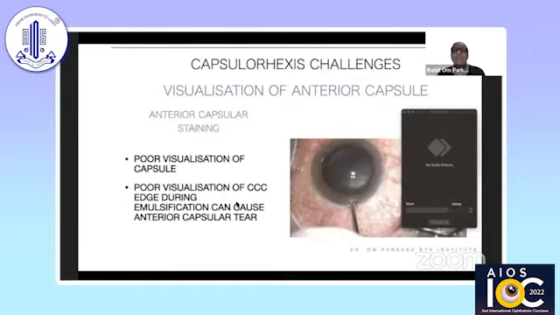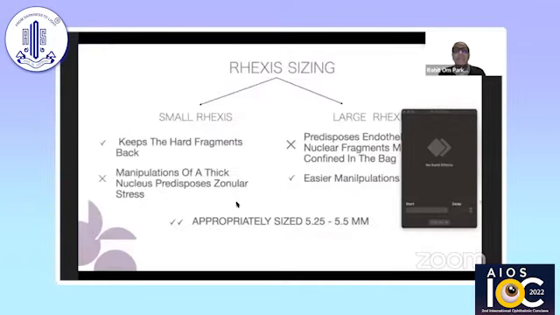Capsulorhexis challenges include visualization of the anterior capsule is very difficult at times. We have to do staining by all means for visualization and for being sure that while doing the chopping, while moving the pointed chopper, there may not be any anterior capsular tear.